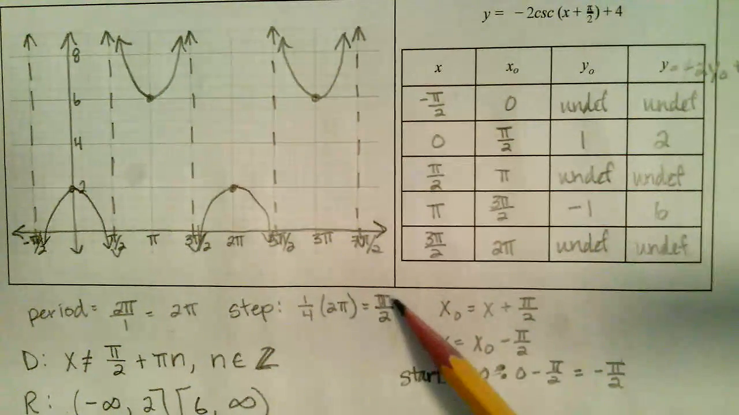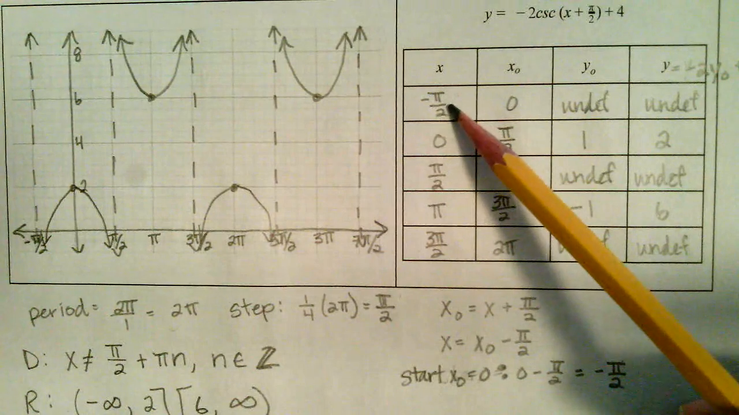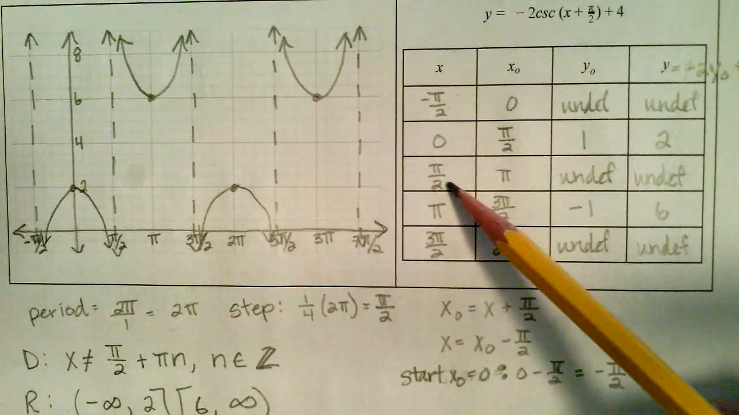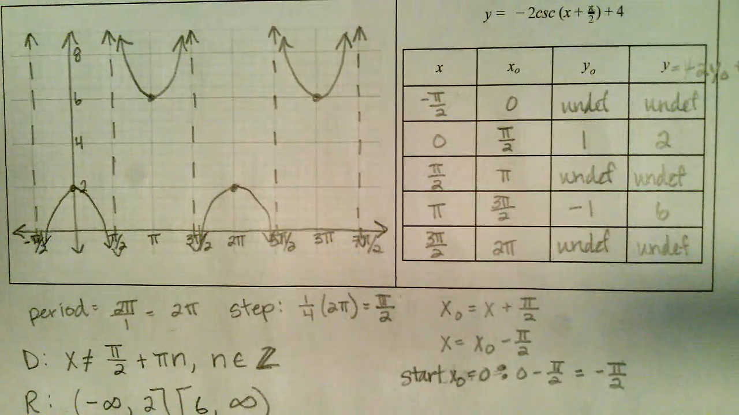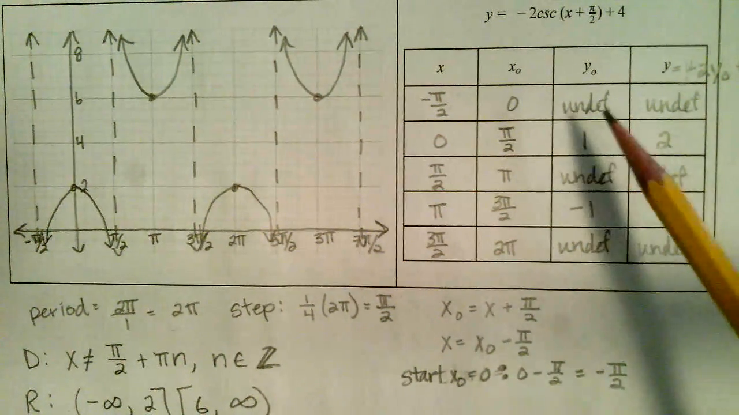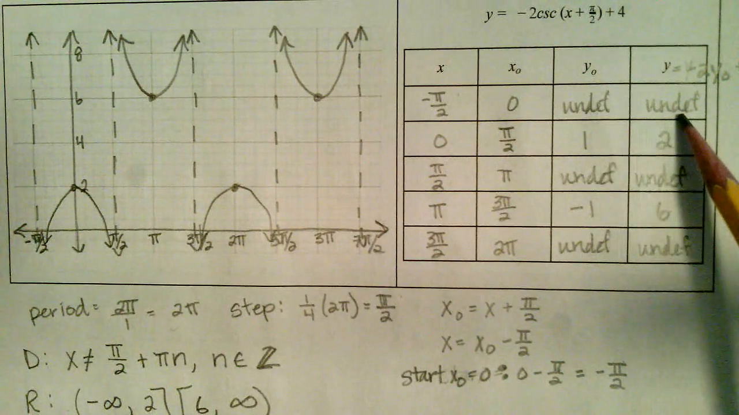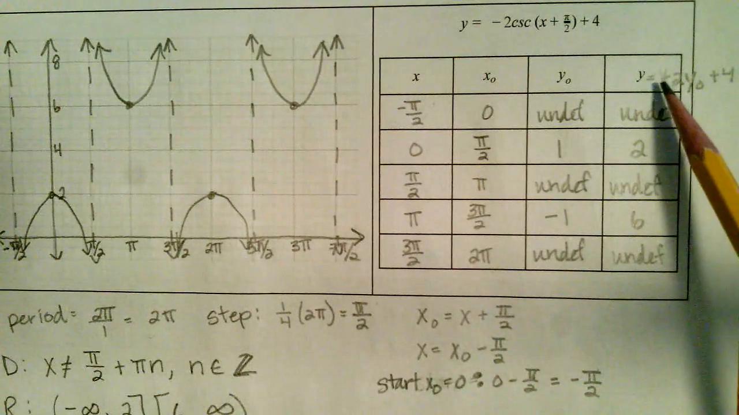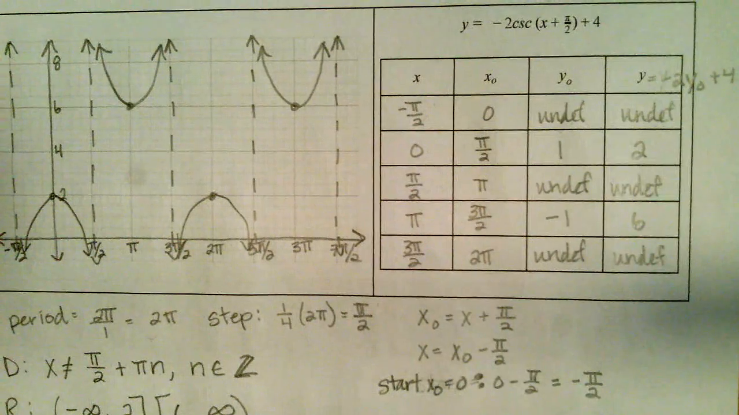My step says that I'm going up by pi over 2, so negative pi over 2 plus pi over 2 is 0. 0 plus pi over 2 is pi over 2, right? We keep going, we get pi and 3 pi over 2. Again, same thing as before, okay? If you're multiplying by undefined, you still get something undefined. Okay, and my y value here, I was just doing negative 2 times my original y plus 4.